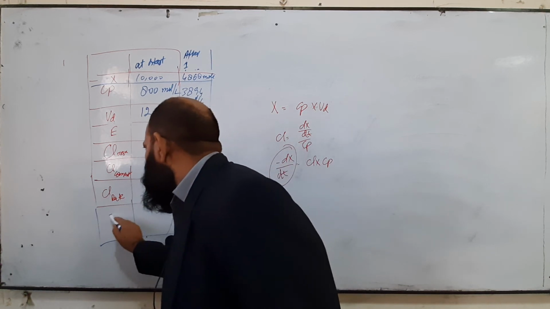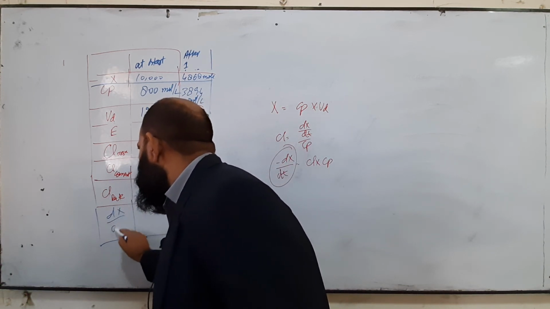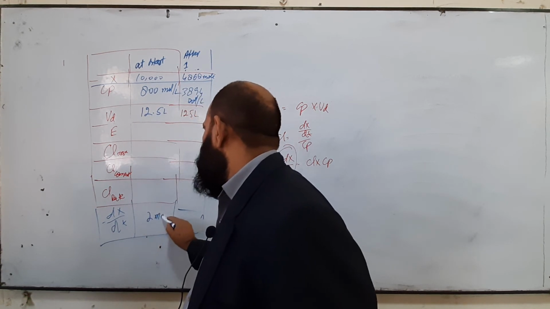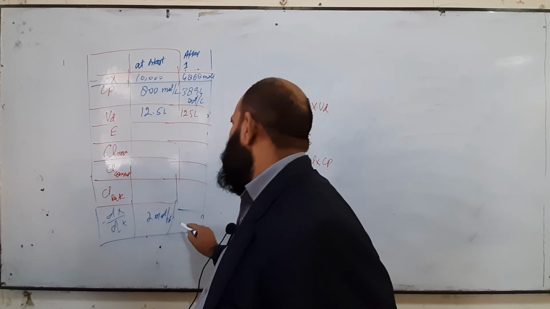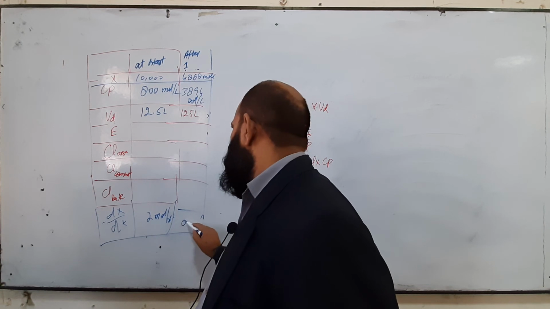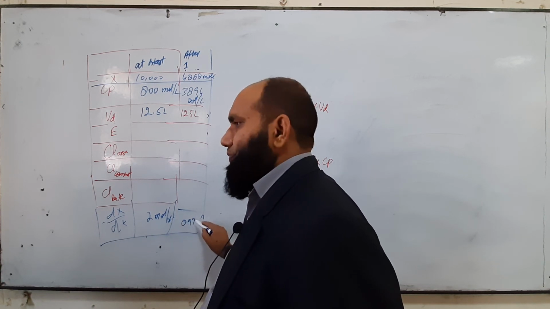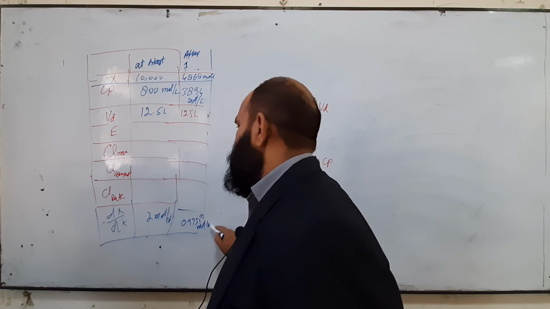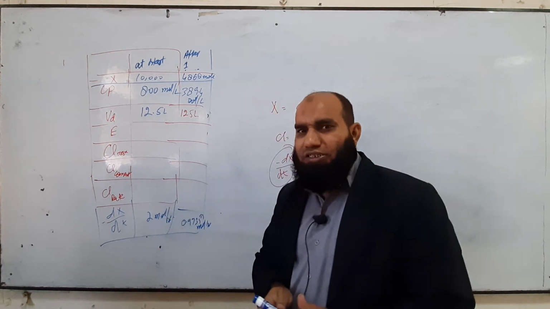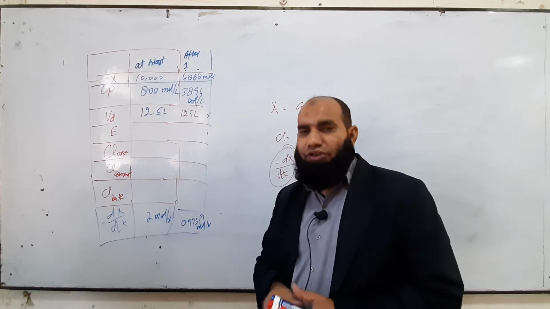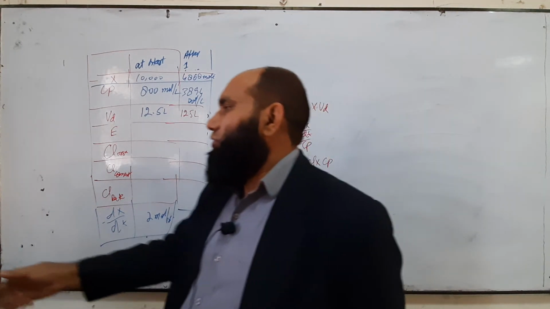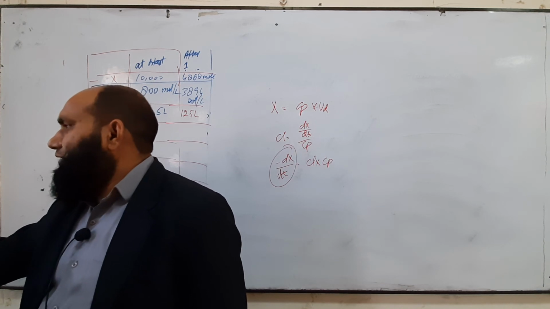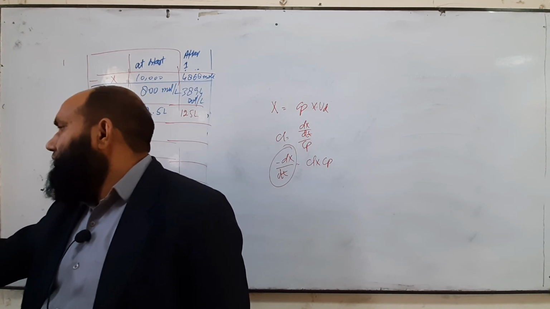The dx over dt value is 2 molecules per second at the start, but it has decreased to 0.9735 molecule per second. So that is another change. Now we move towards the further concept of clearance, the extraction ratio.